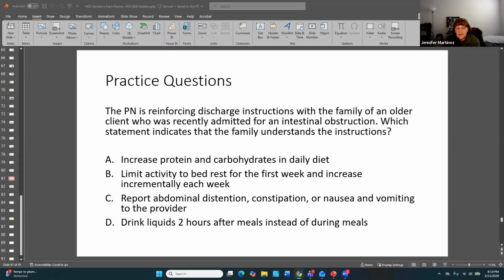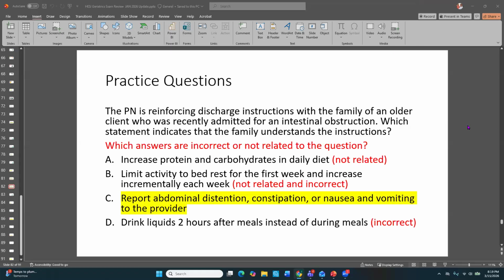So what would be an appropriate intervention for a client that has an intestinal obstruction? C. Very good. Report abdominal distension, constipation, or nausea and vomiting to the provider.